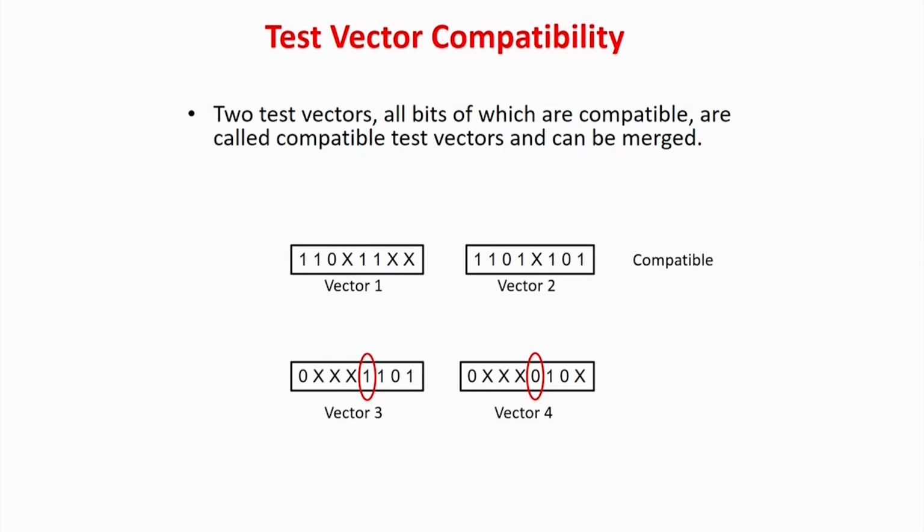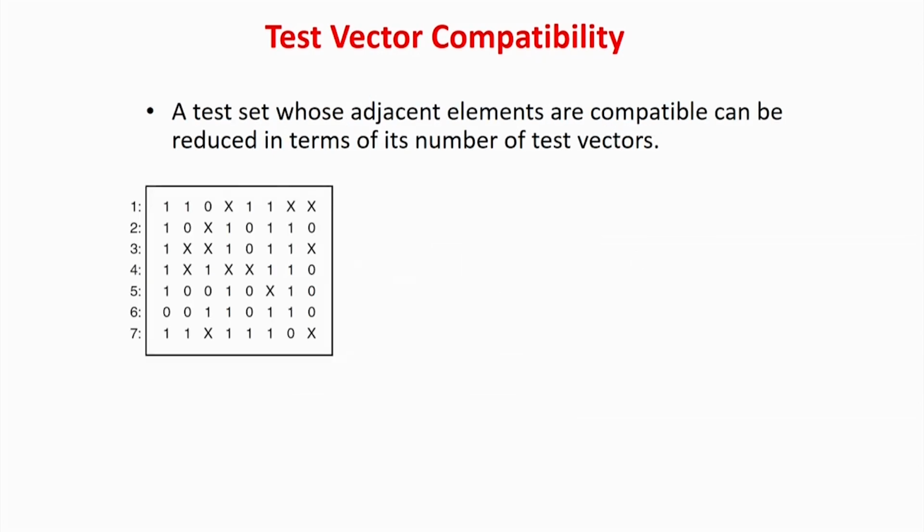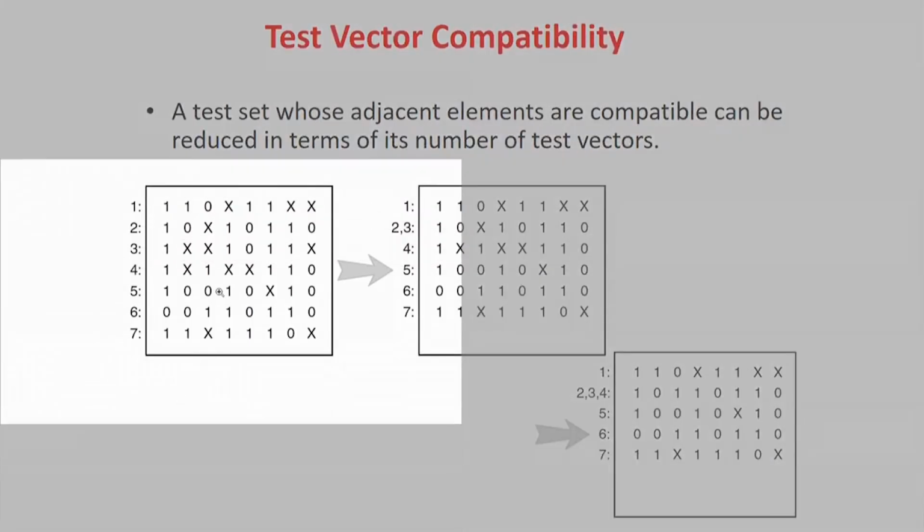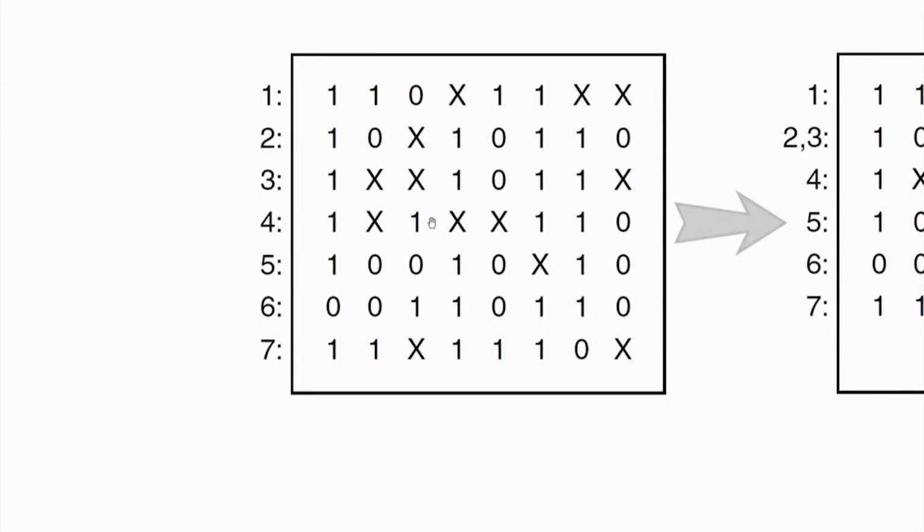And non-compatible is here because in this position this is a 1 and this is a 0. So these two vectors cannot be merged, basically non-compatible. Now basically there are some ideas I will tell you. Say for example, these are the test patterns which have been generated. There are some test patterns which are generated and somebody has sequenced them.